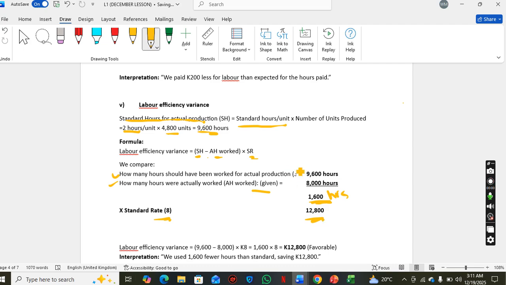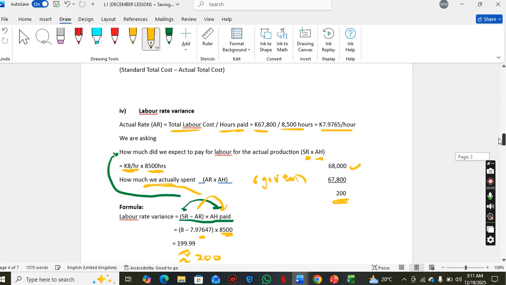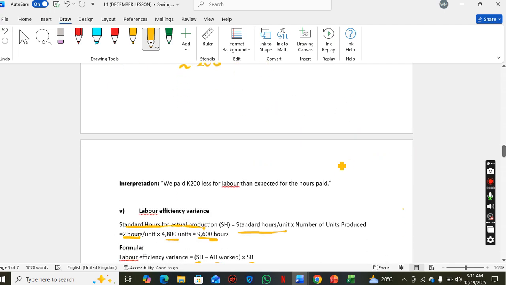If we use the formula here, standard hours minus actual hours multiplied by the standard rate, so 9,600 minus 8,000 multiplied by 8, we get 12,800. As I said, it's favorable. I forgot to put this. This is favorable. Our labor rate variance also was favorable.